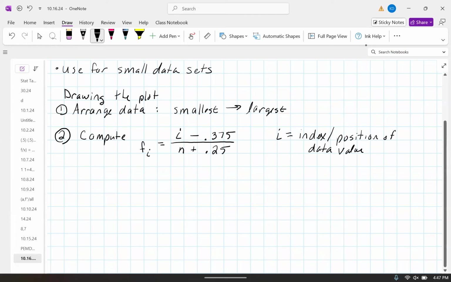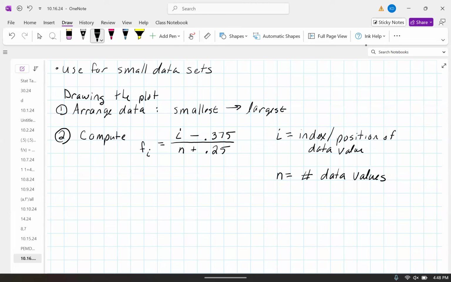Your i is the index. We call it the index. It's the position of the data value. So is it the first data value we listed? Is it the second? Is it the third, etc. We're going to do an example of this because this is weird. So it's our index, our counting. Our n is our number of data values. n is almost always our number of data values for us. So your i should go from 1 to n.